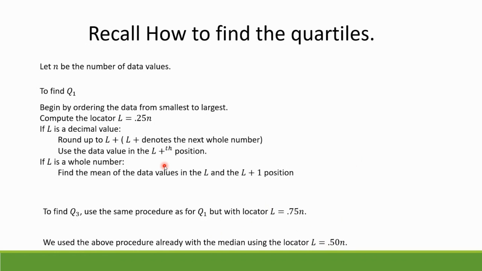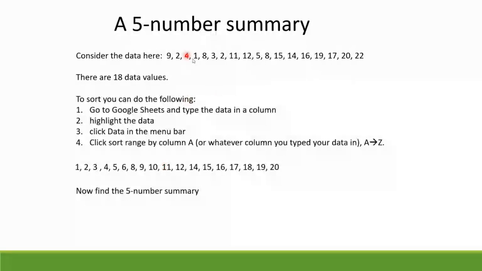Okay. So now that we have that, let's get the 5-number summary. So here's our data. These are numbers. How do we get these? I don't know, but for now, that doesn't matter.